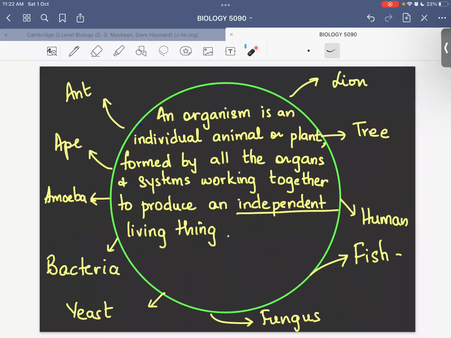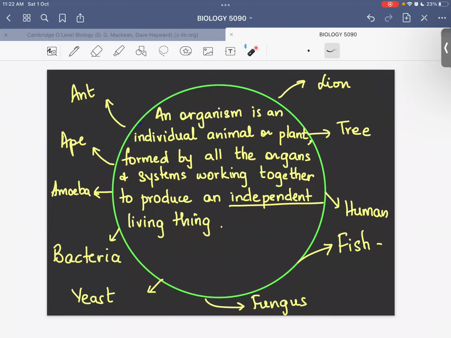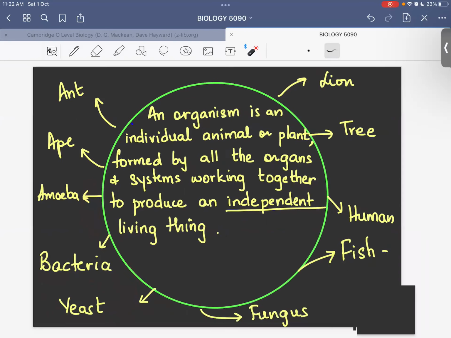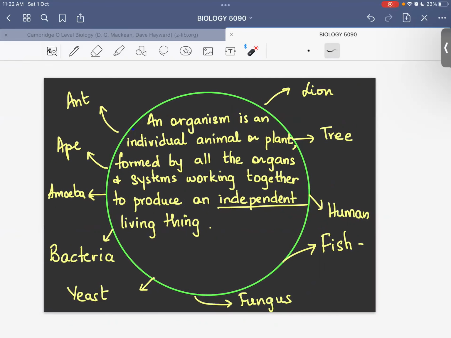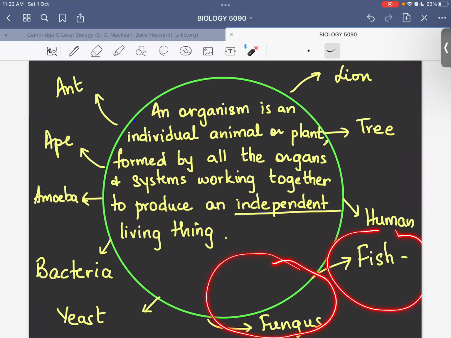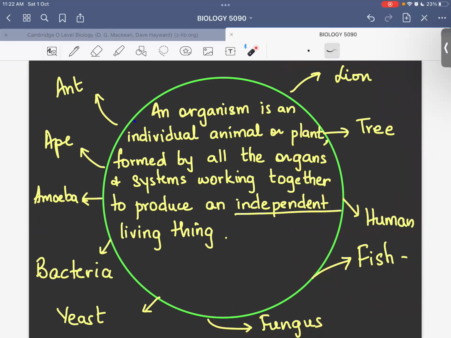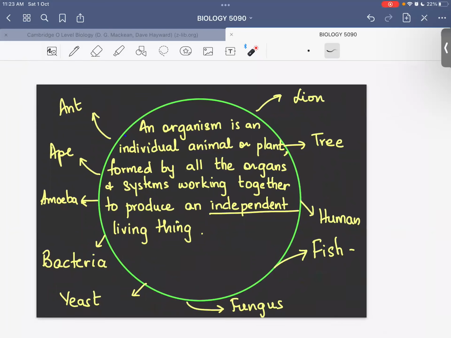That is why the slide that I showed you, what did I write in it? That an organism can be as small as an ant or an amoeba or a bacteria or yeast, the tiny yeast you used in anaerobic respiration, which you put in pizza. That's also an organism. And a fungus is also an organism. A fish is also an organism. A tree is an organism. A lion is an organism. A human is an organism. To decide whether something is an organism or not, the first thought that should come into your mind is, can it live independently? If your answer is yes, then that's an organism.